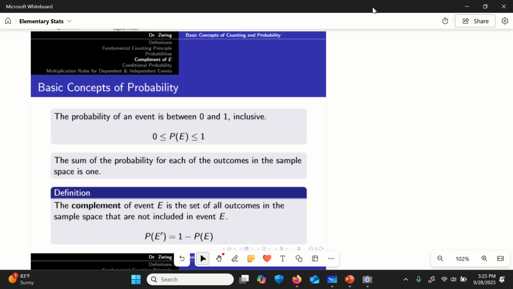A few basic concepts and another definition coming from the first section in our chapter on probability. We have the probability of an event. Any event will always be a number between 0 and 1. It is allowed to be equal to 0 or allowed to be equal to 1. So you should never see a probability that's a negative number, and you should never see a probability larger than 1.